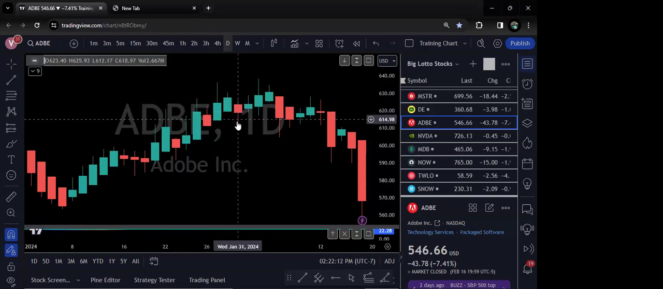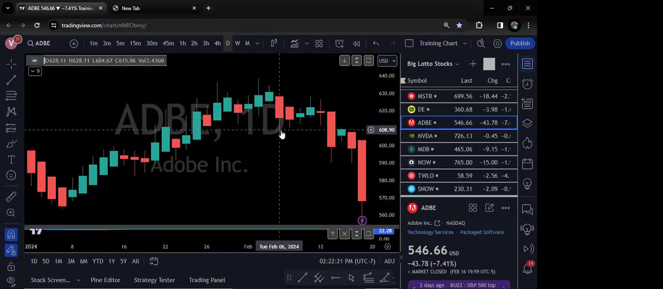So here we had a change of character. And where is the close? This is an indecision candle. Is this safe to swing? No. No.